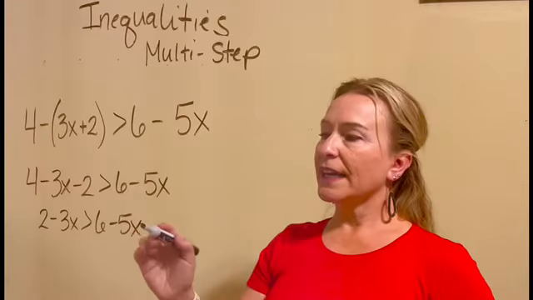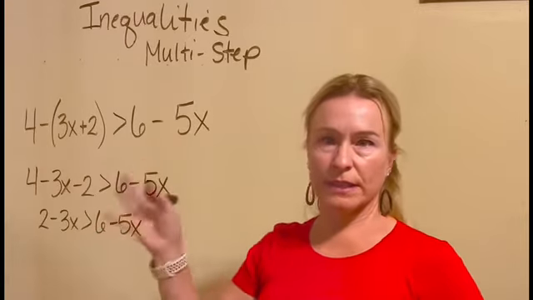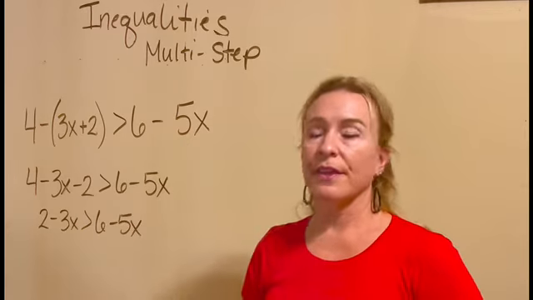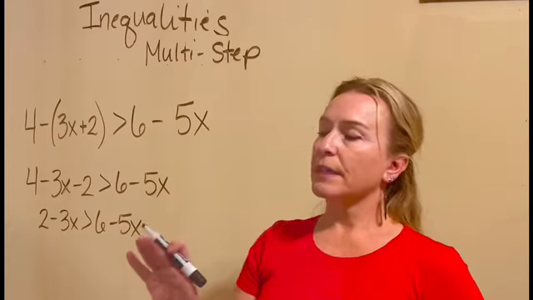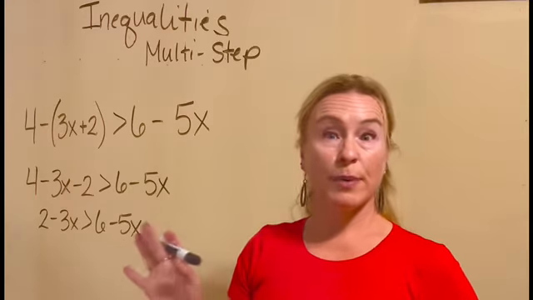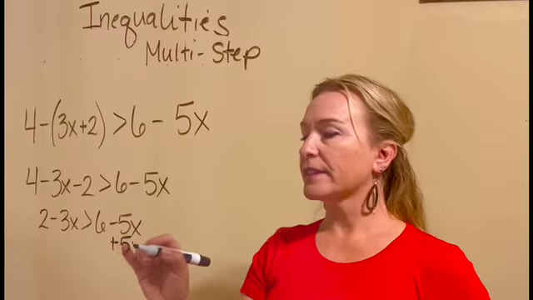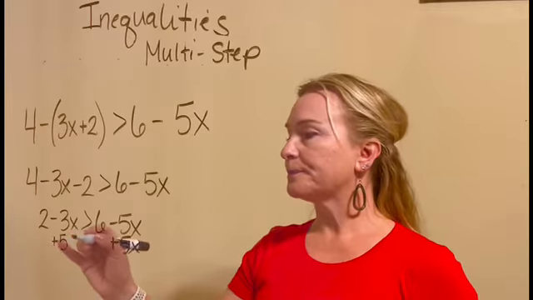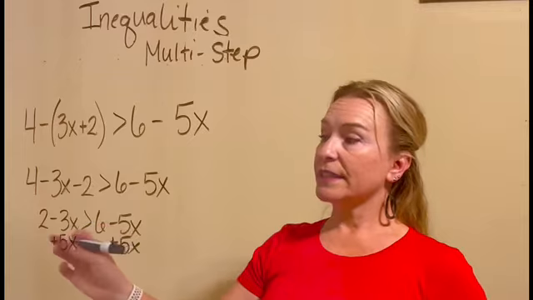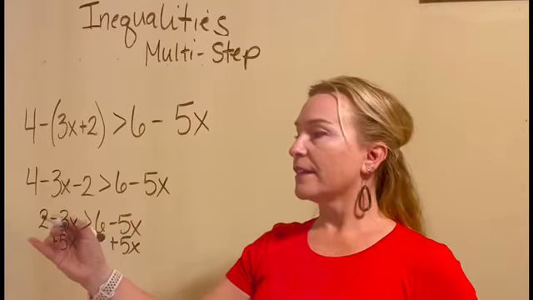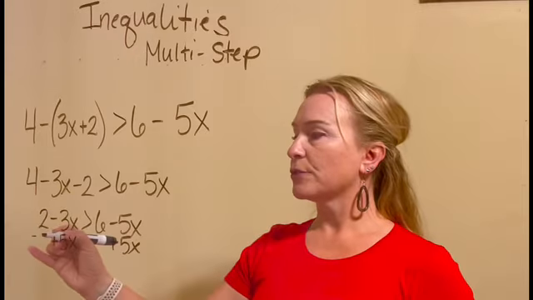From here, I have to start getting my x's on one side and my constants on the other. Because I'm dealing with inequalities, I'm probably going to go ahead and try to make my x values positive just because it's simpler. So I'm going to add my 5x over to my 3x. If that's the case, that means I need to move my 2 over to join the 6. In this case, the 2 is positive, so I'm going to subtract the 2.